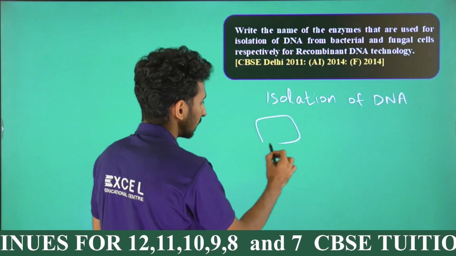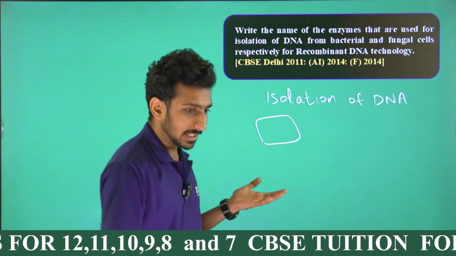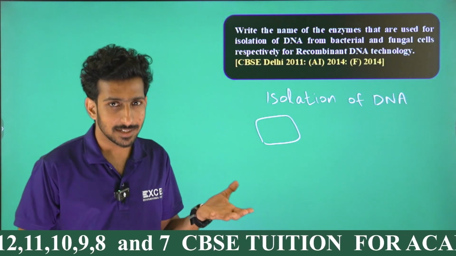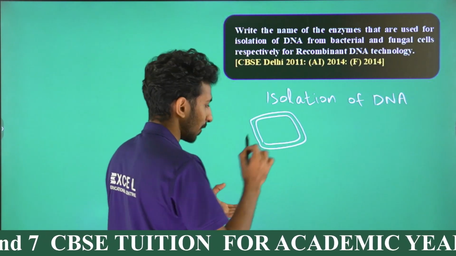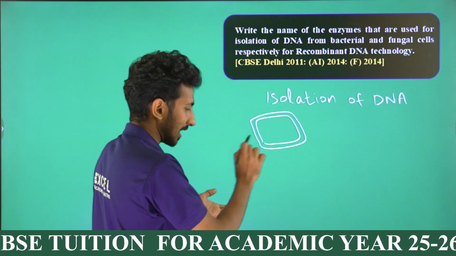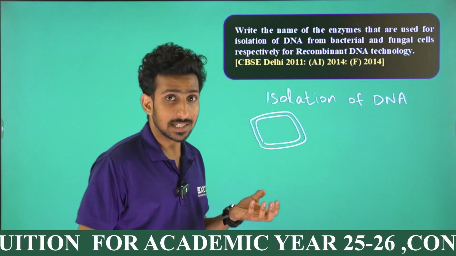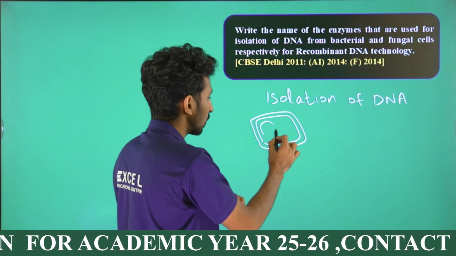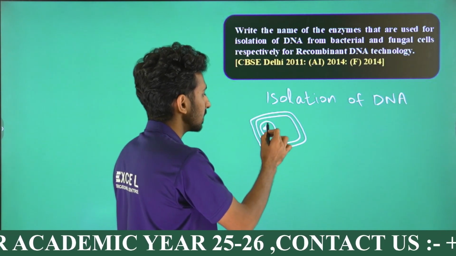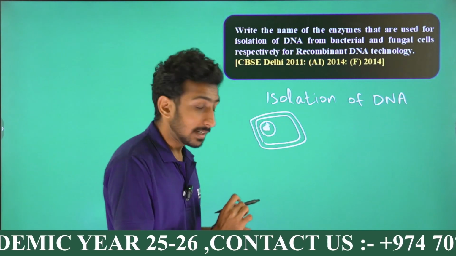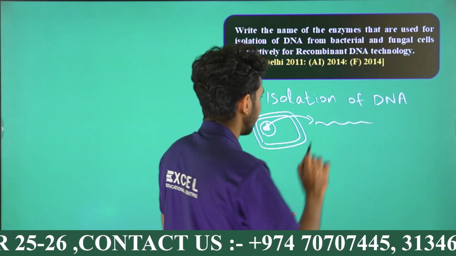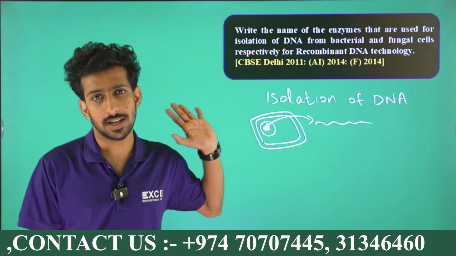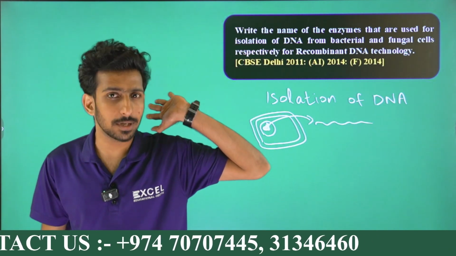This is a cell. If it is a bacterial cell, fungal cell or plant cell, that cell will have a cell wall, then the cell membrane. Inside that there will be cytoplasm. This is the nucleus. Inside the nucleus, here is DNA. Taking out DNA is called isolation of DNA. This is the first step of recombinant DNA technology.